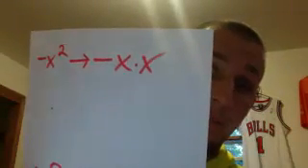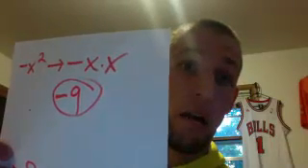The second one is not the exact same. It's -x squared, but -x squared is the same thing as -x times x. Those two are the same thing. You're only squaring the x. That's all you're squaring. So you're going to multiply -3 times -3 and get 9, but then you've got that extra negative there. So it's -9.